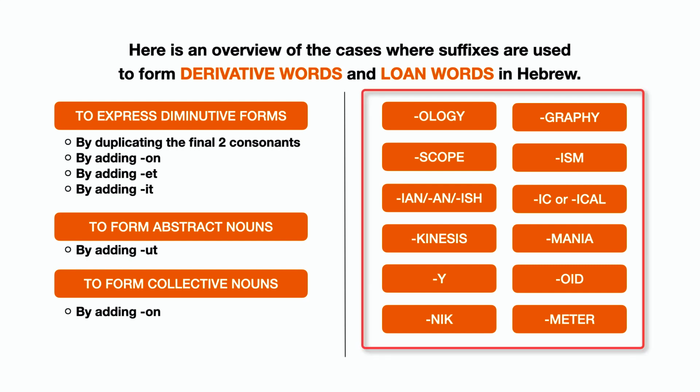And regarding loanwords, we have words like geography, biology, microscope, kleptomania. So those are derived from foreign words, and the way we say it in Hebrew is different, and we're going to look at how these different suffixes are pronounced in Hebrew.